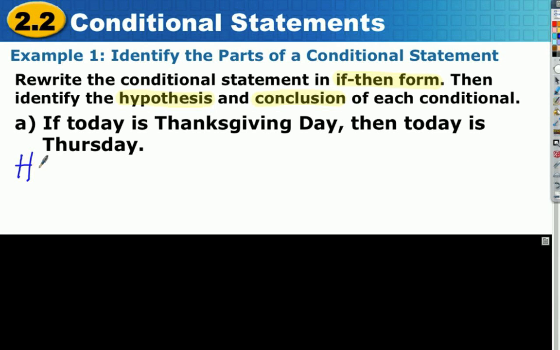I will allow my students to just write an H for hypothesis and a C for conclusion, so you don't have to write the words over and over again. But you need to clearly label things so I know what you intended. And yes, if you mix them up, it is incorrect. So, what is the hypothesis from this conditional statement? What's the hypothesis? Anit? Well, you're missing some of the words. Today is Thanksgiving Day. That is the hypothesis.